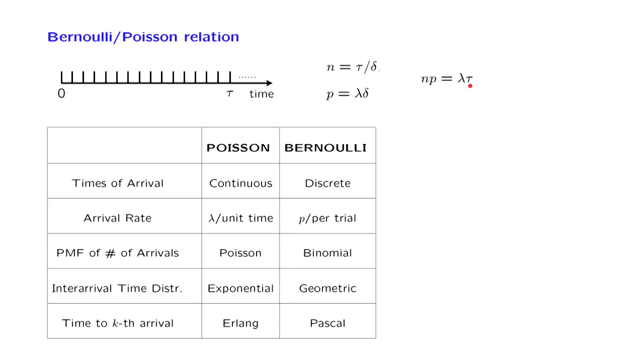By using a finer and finer discretization, we could approach the Poisson process arbitrarily close by a Bernoulli process, and then we used the Bernoulli formulas in which we took the limit as delta was going to 0, and this gave us the result for the Poisson case.